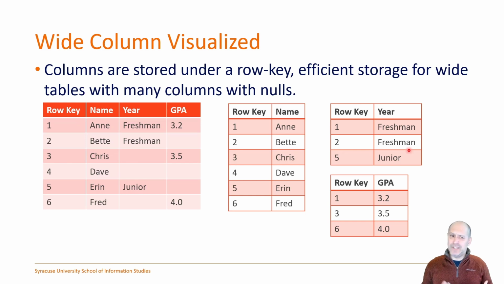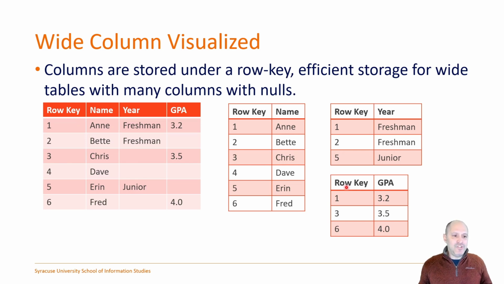So you see, if you have a lot of nulls and you have a lot of columns, this ends up being a tremendously efficient way to store your data. Because if you're just looking for freshmen, you don't have to scan through all 6 columns to do that. You can just scan through the 3 columns that are stored in this particular mini table of just the year column.